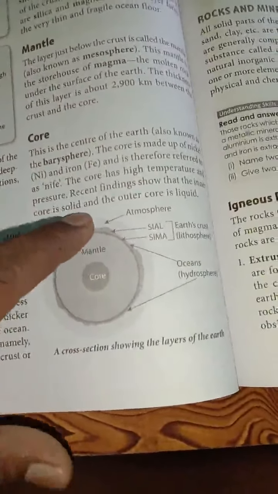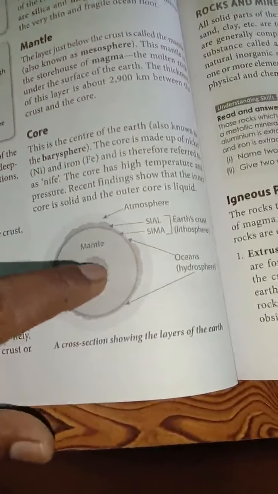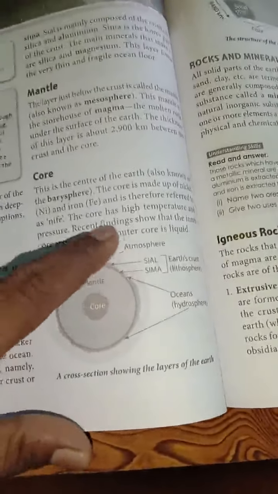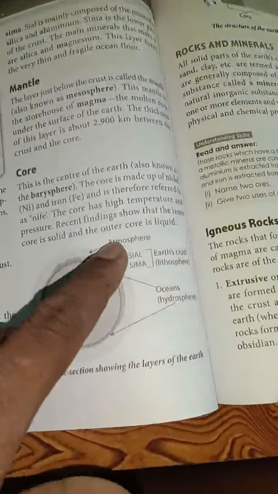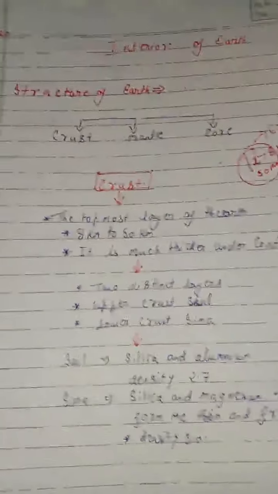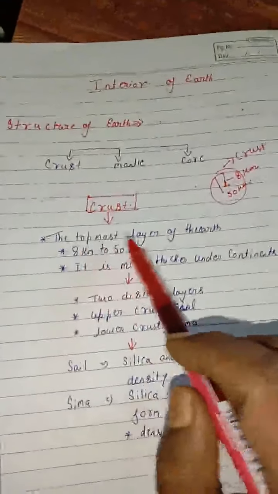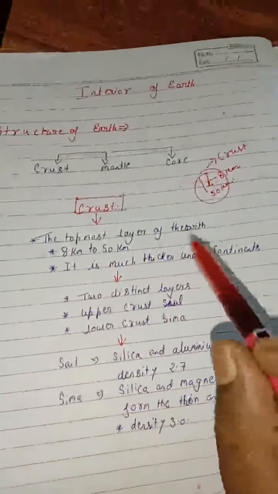It is divided into three parts: crust, mantle, and core. The uppermost layer of the Earth is called crust. Now look at the crust, mantle, and core. The topmost layer of the Earth is known as crust.